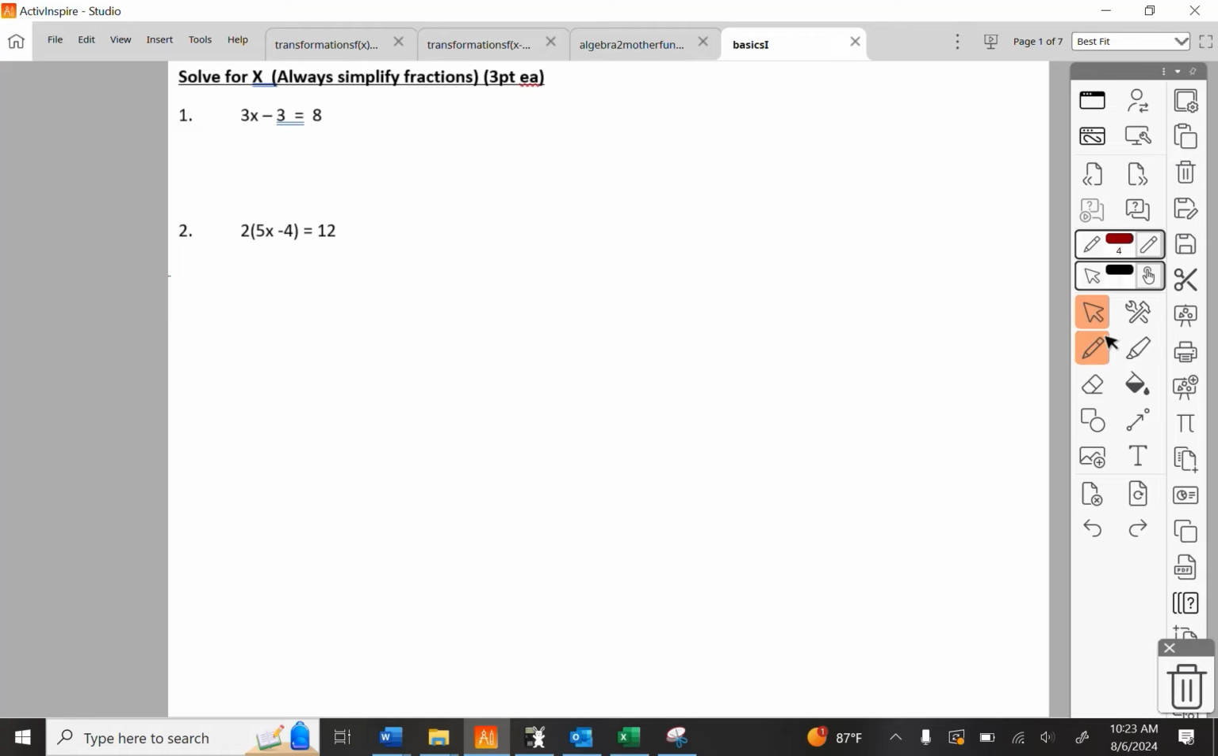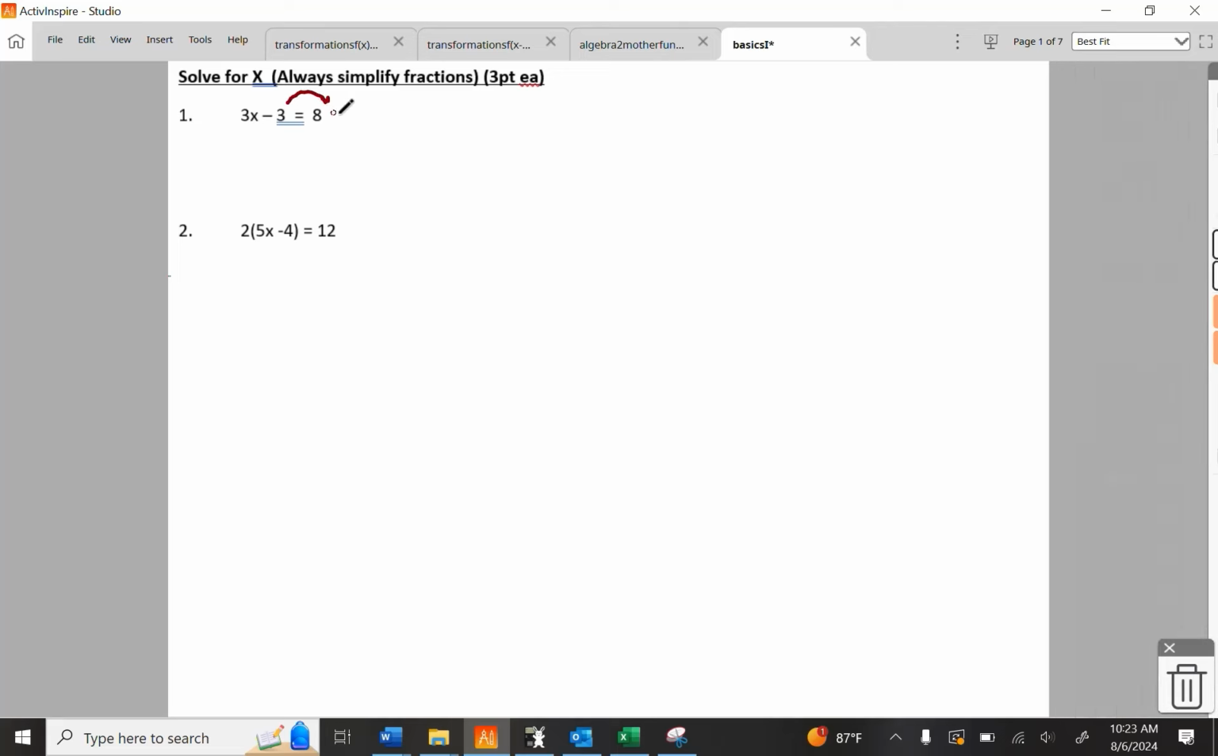So they start off pretty simple, solve for x. And I see this take away 3, and what I'm going to do is I'm just going to move it to the other side where it becomes a positive 3. You jump equality, you change your sign. And 8 plus 3 is 11. And then we divide by 3. And there's my answer, 11/3. Doesn't reduce, so I'm done with it. Your first couple of basics quizzes are no calculator.